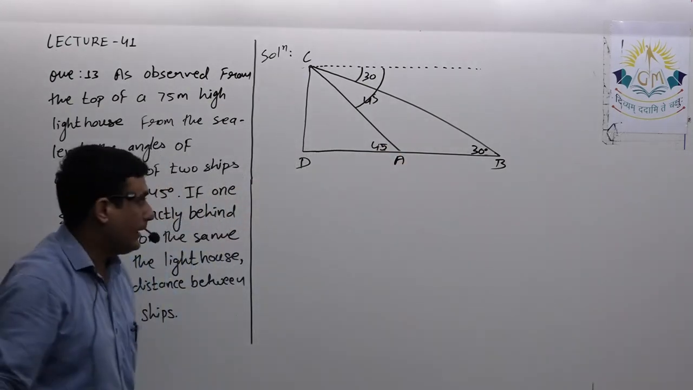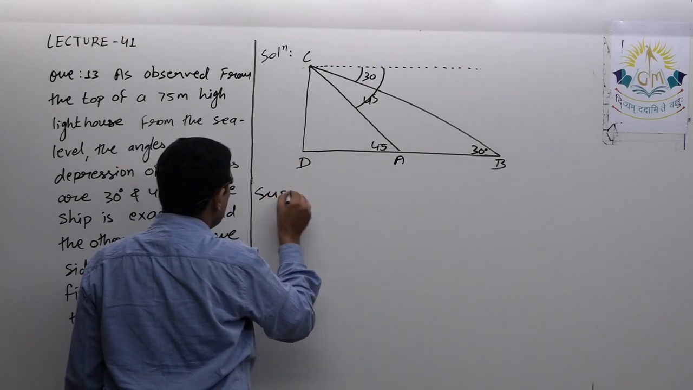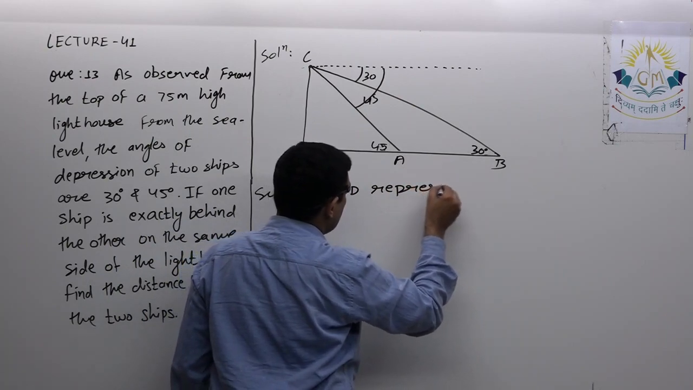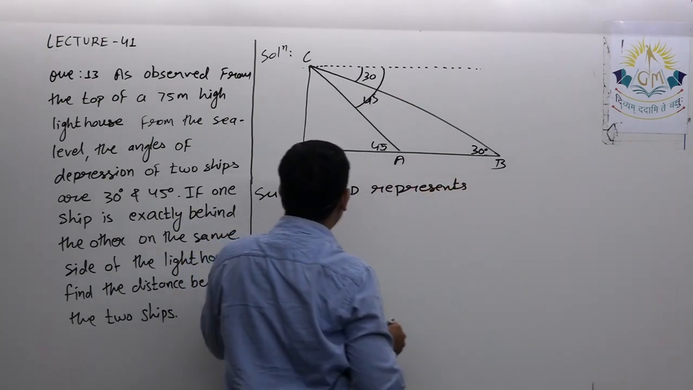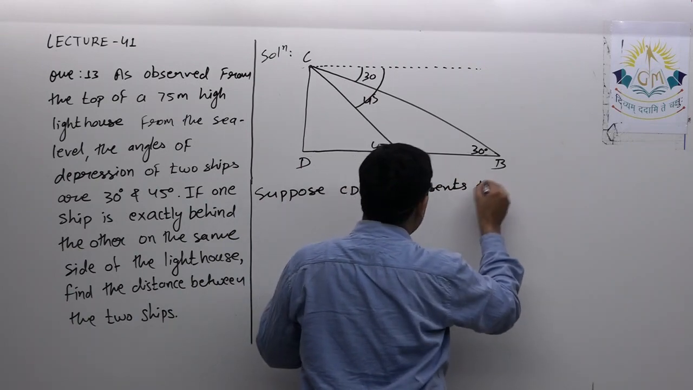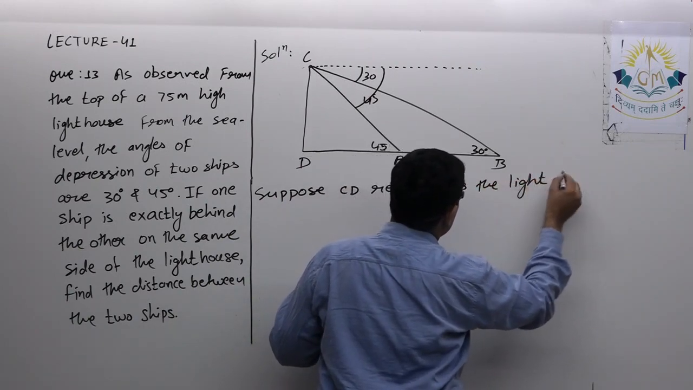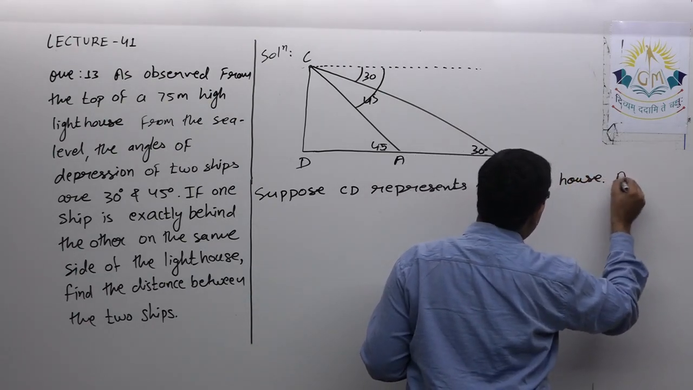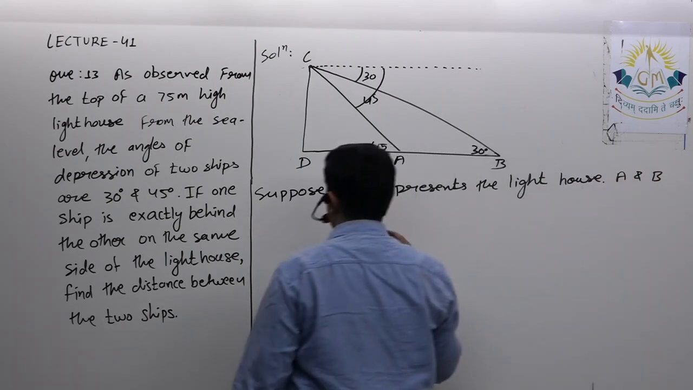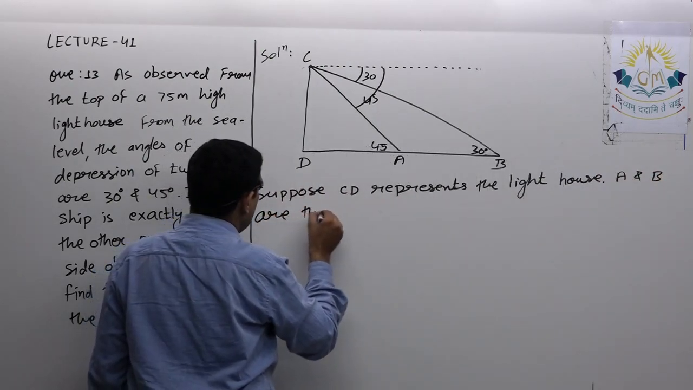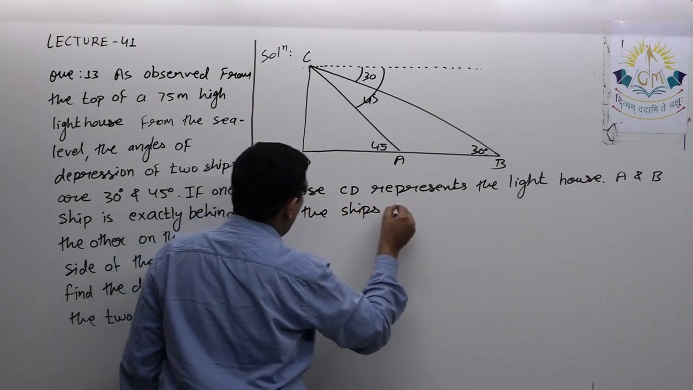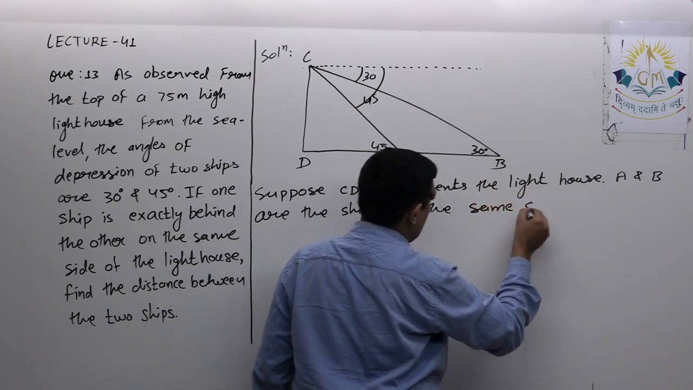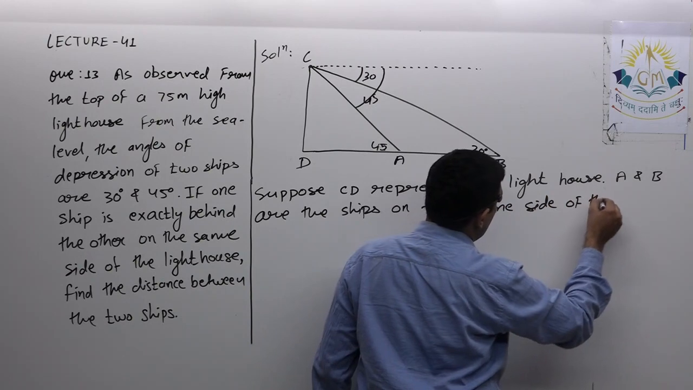So now we'll describe the diagram in short. Suppose CD represents the lighthouse. A and B are the ships on the same side of the lighthouse.